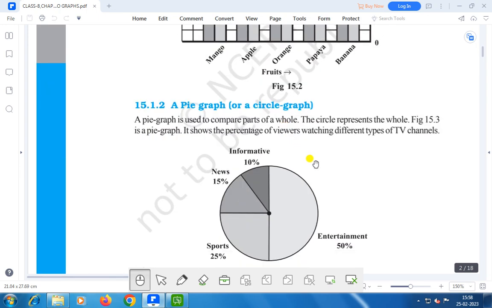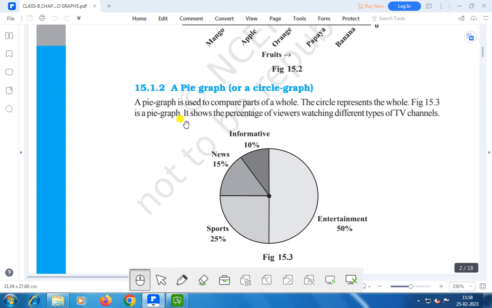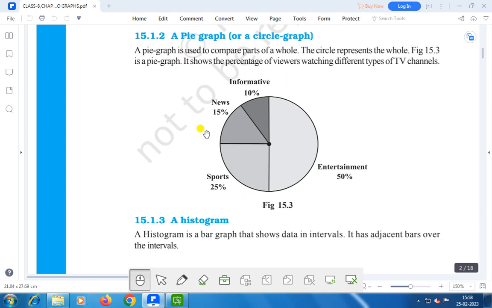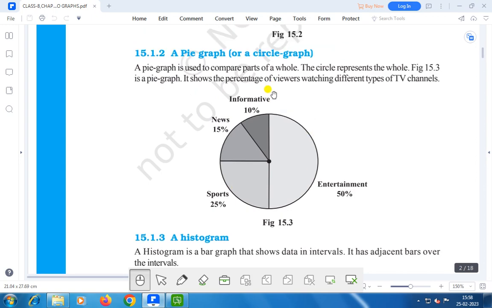Now we shall discuss a pie graph or a circle graph. A pie graph is used to compare parts of a whole. The circle represents the whole. Figure 15.3 is a pie graph. It shows the percentage of viewers watching different types of TV channels. This is the pie graph or the circle graph. This is entertainment 50%, informative 10%, news 15%, sports 25%.